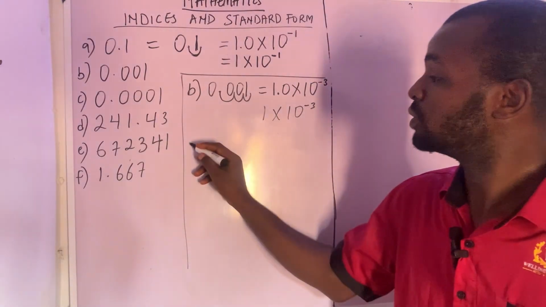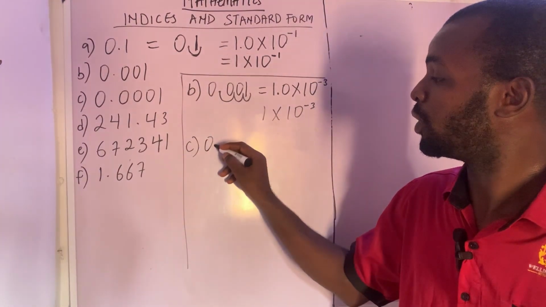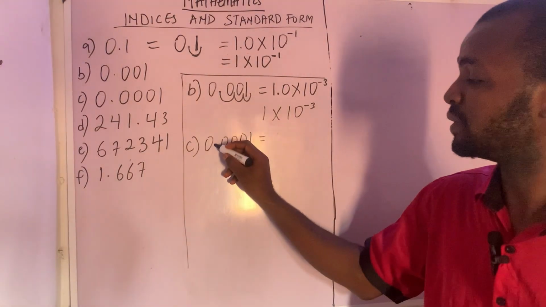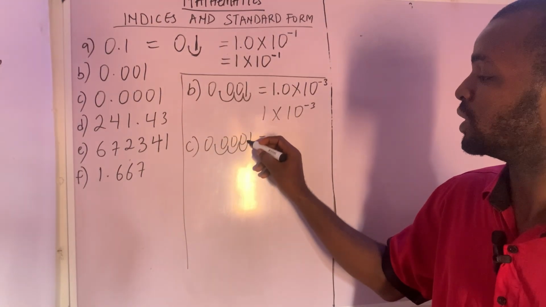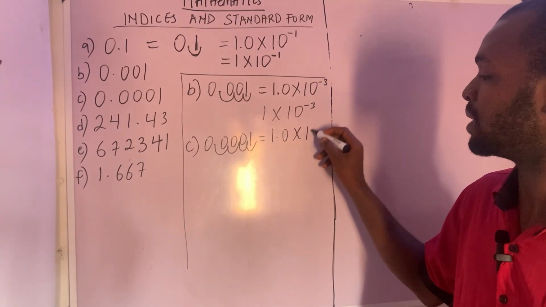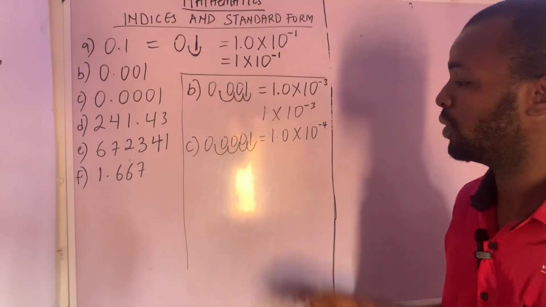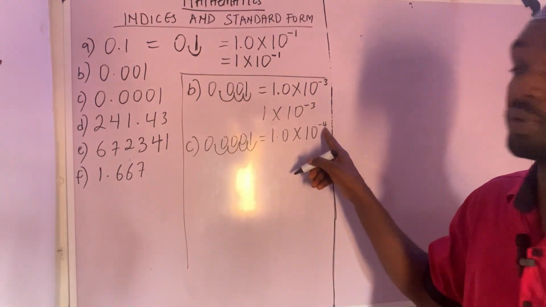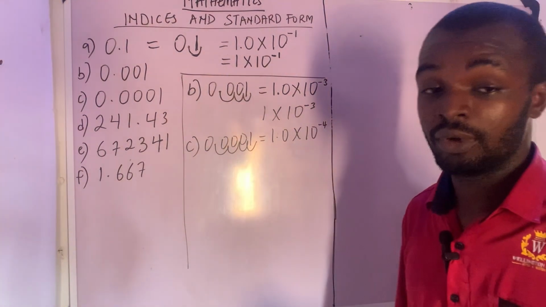Now the fourth one, which is C, is 0.0001. Same way. So if you shift 1, 2, 3, and 4, it becomes 1.0 times 10 raised to power minus 4. Or count the zeros, 1, 2, 3, 4. So it will still give you minus 4.